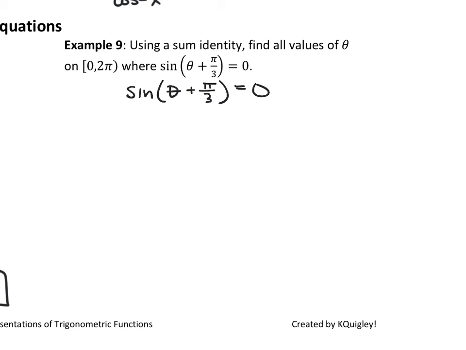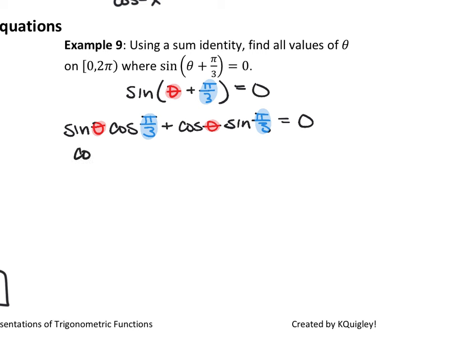So using that sum of sines identity from your formula chart, we know this left side can be written as sine of theta cosine of pi over 3 plus cosine of theta sine of pi over 3. All I've done is filled in for alpha and beta in the sum of sines, theta and pi over 3. For help, here's the color coding. All right. So my spidey senses are saying, well, I actually know the value of cosine pi over 3 and sine of pi over 3. So let's go ahead and change those into that value.